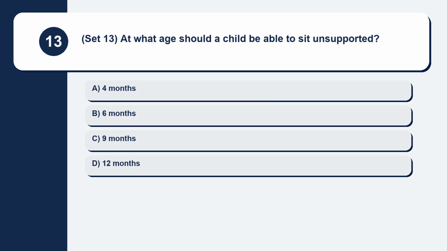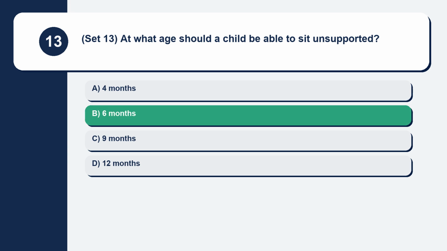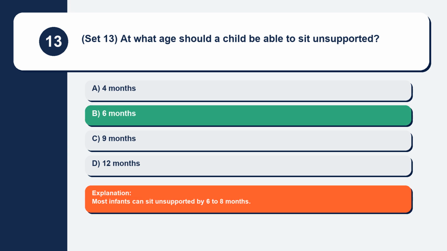Question 13. Set 13. At what age should a child be able to sit unsupported? 4 months, 6 months, 9 months, 12 months. Most infants can sit unsupported by 6 to 8 months.